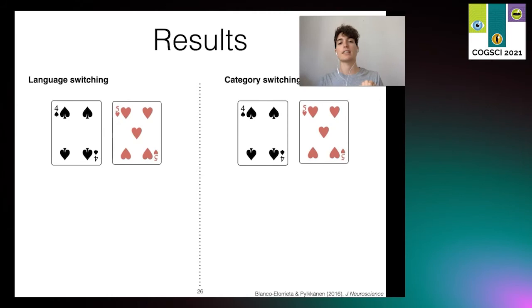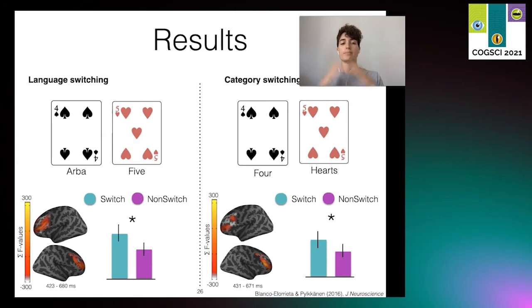So I designed a task in which participants always saw the exact same stimuli, but in the language switching task, they went back and forth, always naming the numbers, but either naming them in English or in Arabic. And in the category switching task, they always stayed in English, and they went back and forth between either naming the number or naming the suit. And what I found was that in both cases, whether bilinguals were switching languages or not, there was the exact same recruitment of the prefrontal regions.